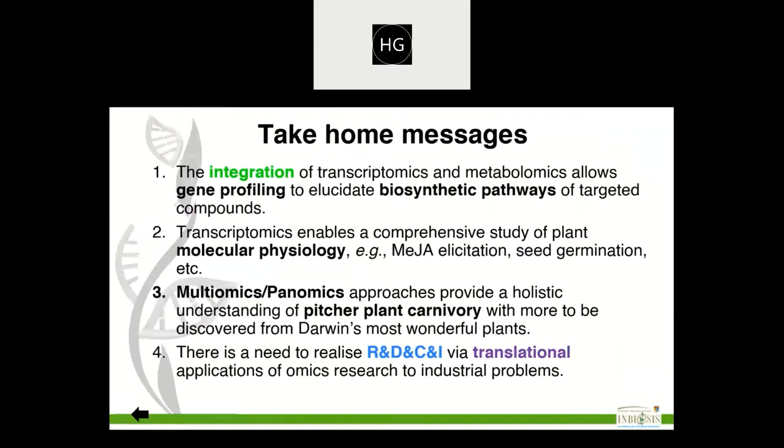So just to summarize my talk today, the integration of transcriptomic and metabolomic allows gene profiling to elucidate the biosynthetic pathway of a targeted compound. This kind of transcriptomics enables comprehensive study of plant molecular physiology, such as metabolite elucidation and seed germination, and panomics or multiomic approaches provide a holistic understanding for future plant carnivory, with more to be discovered from the excellent plant. It is more and more important to realize commercialization and innovations via translational application of omic research to industrial problems.